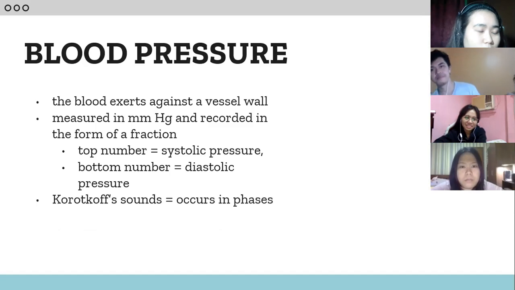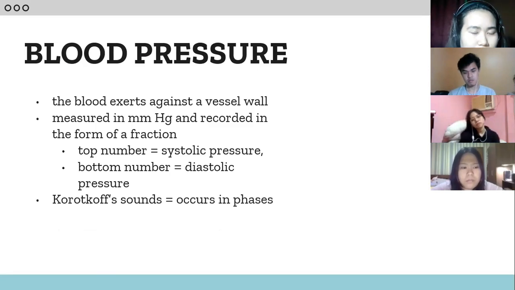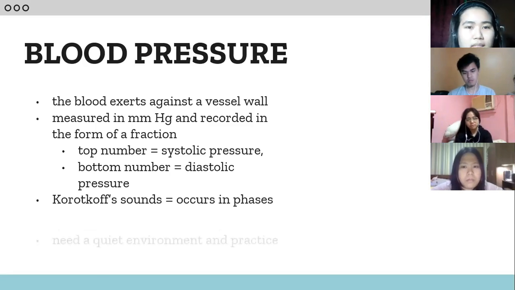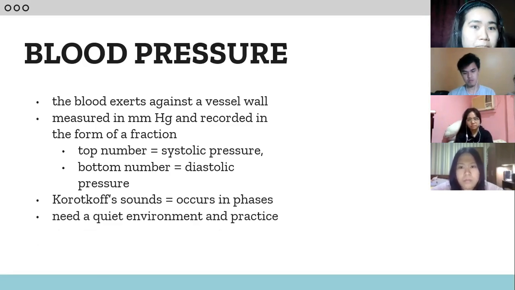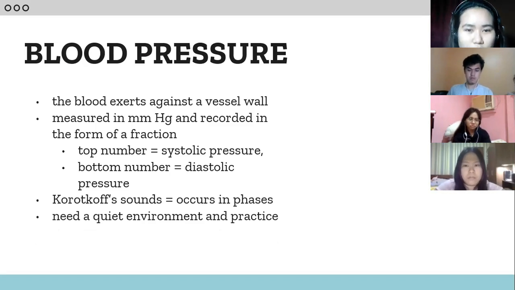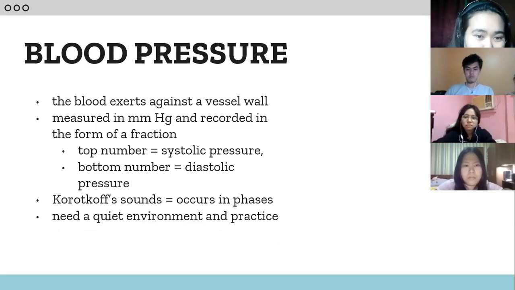We need to take note of the Korotkoff sounds. These are what you need to listen for when you're taking blood pressure. It occurs all the time in phases. But it needs constant practice and a quiet environment so that the Korotkoff sounds are clear, because it all happens quickly, all at once. So, only a skilled physical therapist or practitioner can know this one. You will practice it in your laboratory session.